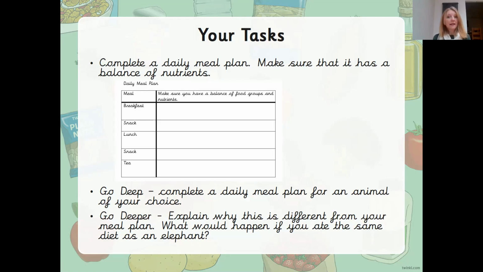And then if you want to think a little bit more deeply, explain why this is different from your meal plan and what would happen if you ate the same diet as one of those animals. What would happen if you had the same diet as an elephant? It wouldn't be very tasty, I know, but think about being scientific and answering that question scientifically, and think about the nutrients in the diet of an elephant compared to your diet.